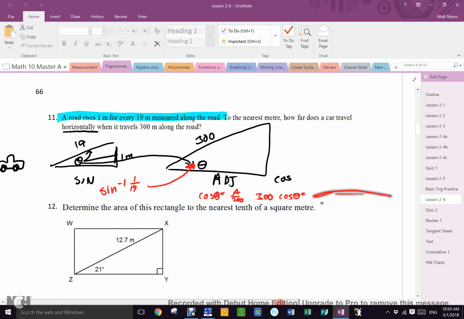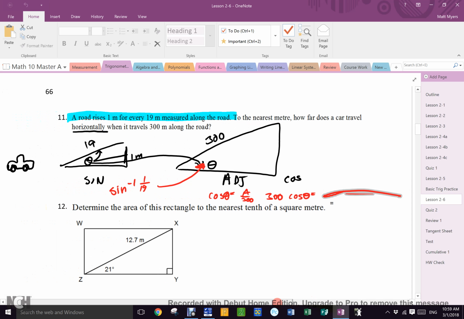Instead of the nearest meter, that might mean that you have to round it to a full number, which would be 300. Indeed. Why is it 300? If I said round to the nearest meter, which I did, how can this be 300 and this be 300?